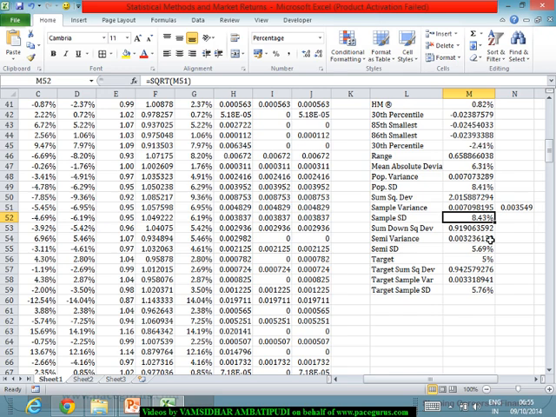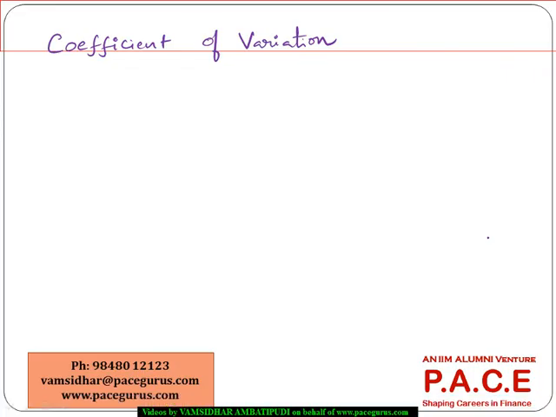This is the standard deviation. Now, this standard deviation is an absolute measure. Probably there could be a possibility that if I am using a different data with a different mean, the standard deviation could be something else. Now, I should be able to compare the relative risk.